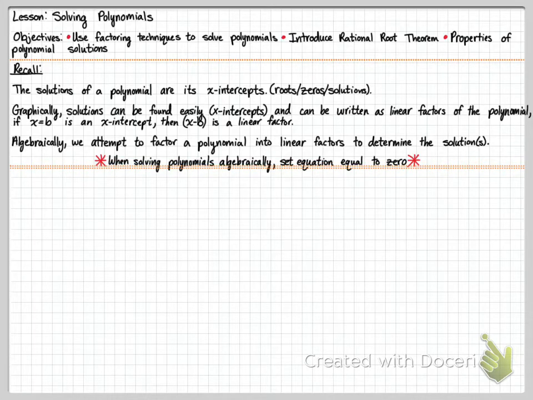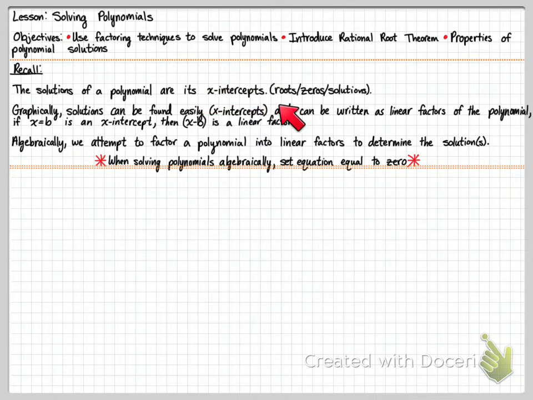Today we're going to be talking about solving polynomials. So this is part 2. And so let's go over a couple things to recall first. The solutions of a polynomial are its x-intercepts. So when we're finding the solutions, the answers of a polynomial, it's always going to represent our x-intercepts.